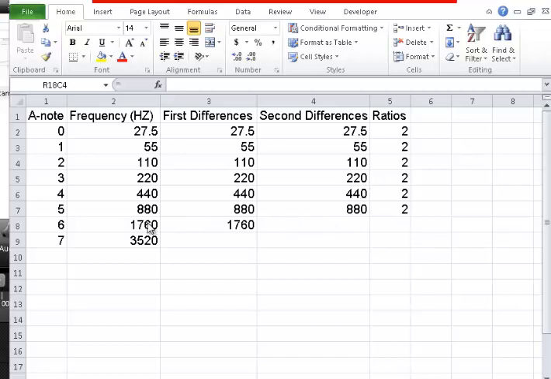Now I'm going to find the ratio of the frequencies. 55 divided by 27.5 is 2. 110 divided by 55 is 2. 220 divided by 110 is 2, and so forth. You can see that the ratios are all the same. So this represents an exponential relationship.